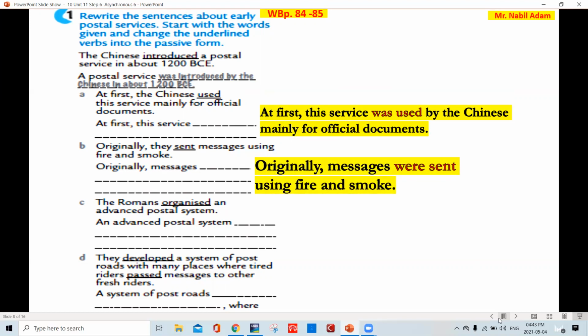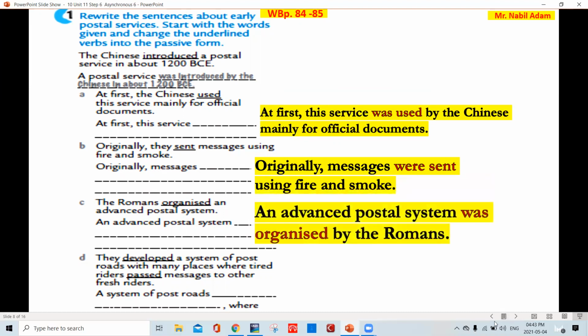The Romans organized an advanced postal system. Begin with, an advanced postal system was organized by the Romans. They developed a system of post roads with many places where tired riders passed messages to other fresh riders. Note here, you've got two sentences here. They are joined together. They developed a system of post roads. Begin with, a system of post roads. Was or were? A system, singular. A system of post roads was developed.